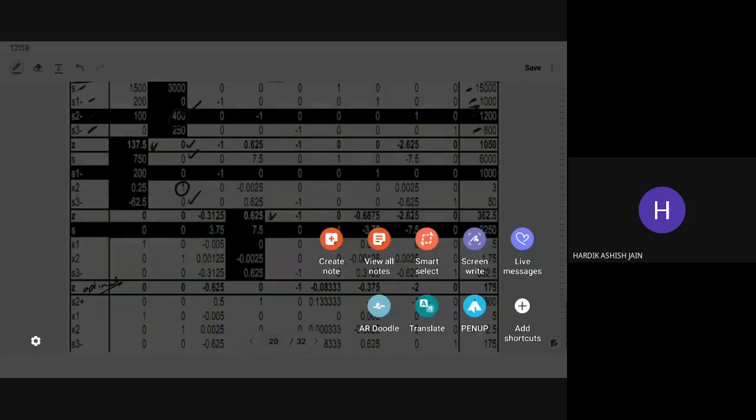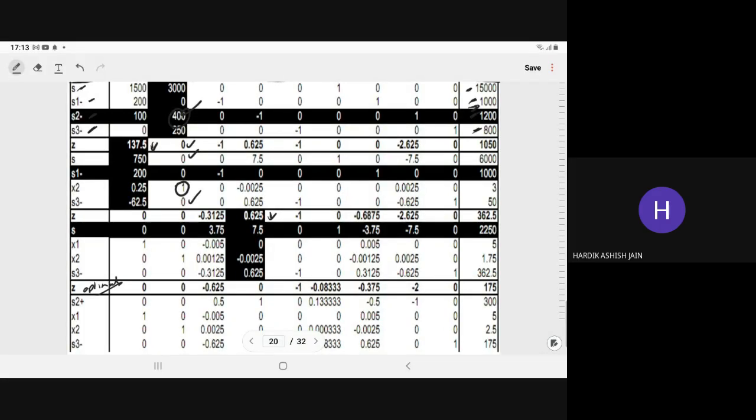So this is the optimal table. I have solved it through Excel, but you can solve it in general, or you can use the Torah also. So here in this optimal table, what is the value of Z? 175, right? Z is equal to 175, and x1 is equal to 5, x2 is equal to 2.5, s3 minus is equal to 175, and s2 plus is equal to 200.